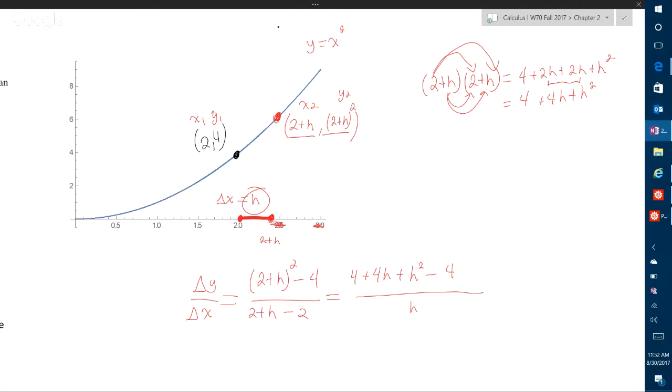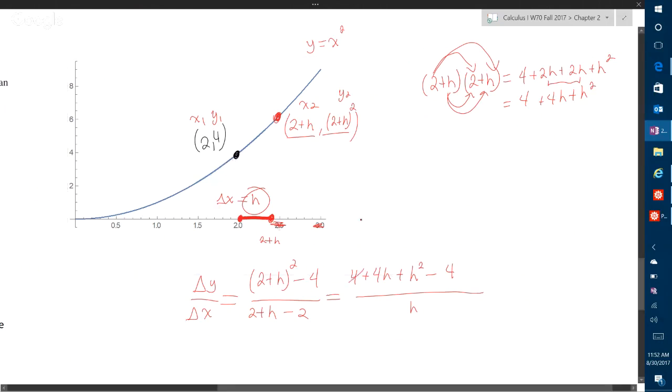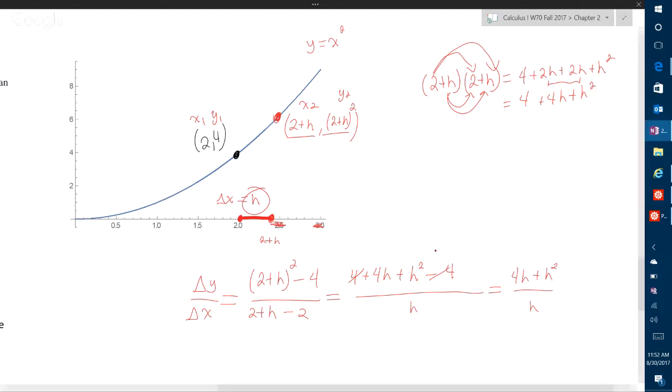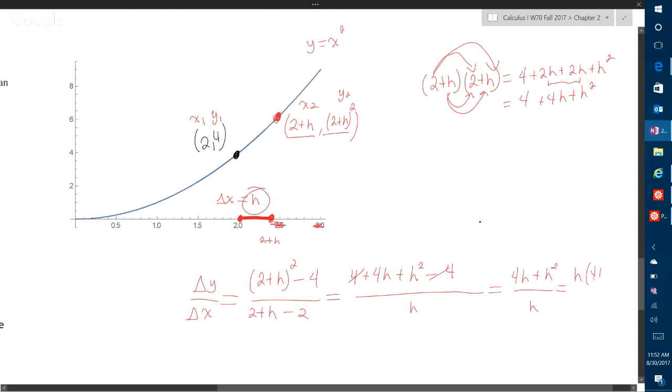All right, now for this numerator, do you see any room for simplification? The 4's are gone. So bye bye 4's. 4h plus h squared divided by h. And in the numerator, we have h's in common, so we can factor out the h, all divided by h. The h's are gone, and you're left with 4 plus h.